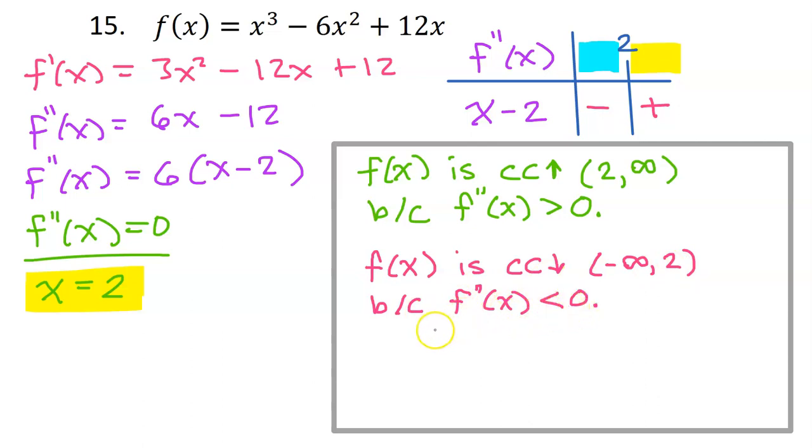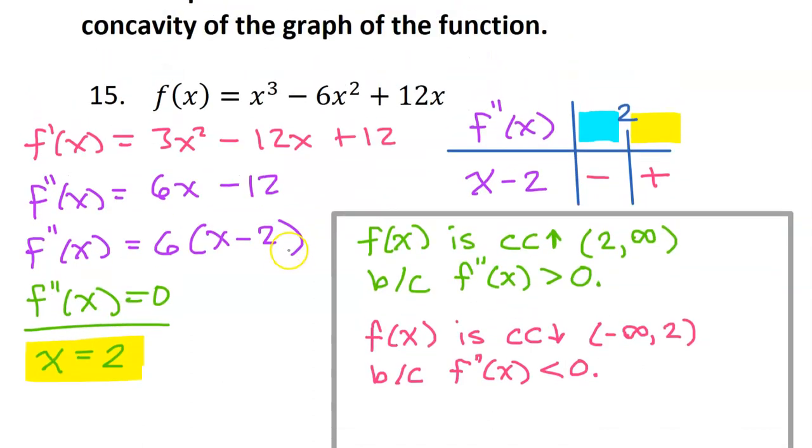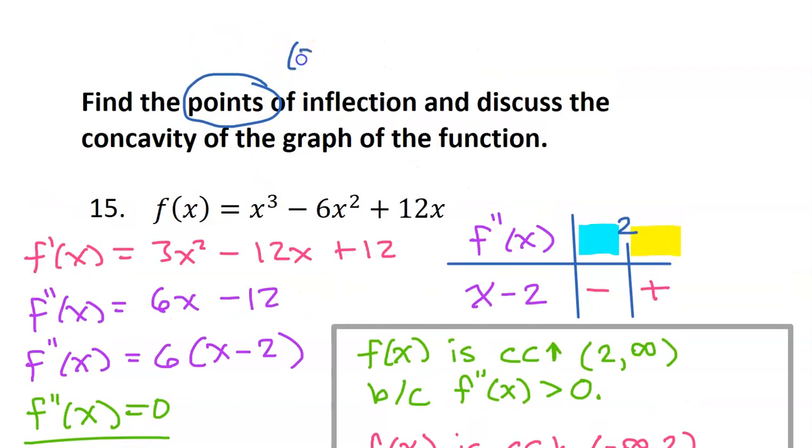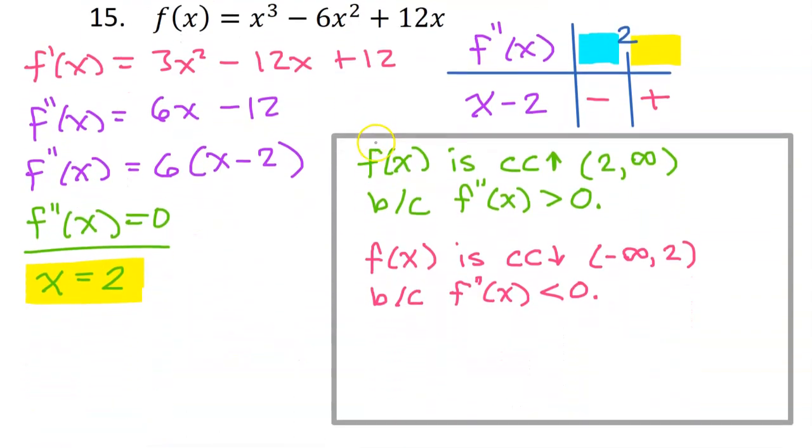We also need to mention the points of inflection. So because f double prime goes from negative to positive at an x value of 2, we can say that we have a point of inflection at x equals 2. However, this time they want us to be more specific than that. They said find the points of inflection. So we need to actually find the x and the y value instead of just the x value.